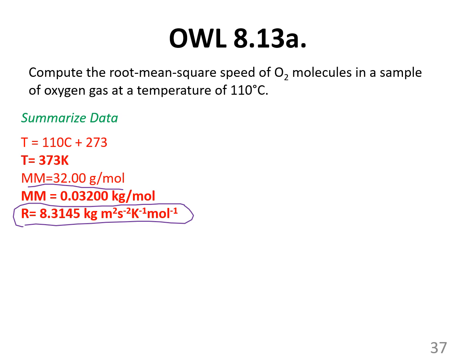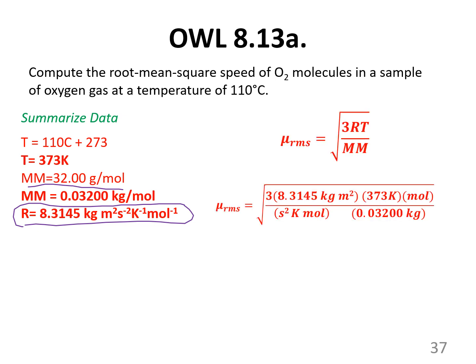8.3145 kilograms meter squared per second squared per Kelvin per mole. The units are going to be imperative for the R value, and the units for R will tell you that molar mass can't be in grams per mole. Instead, it needs to be in kilograms per mole. So we write out our equation, we plug in the values in the proper units, and let's look and make sure that the units will end up correctly.